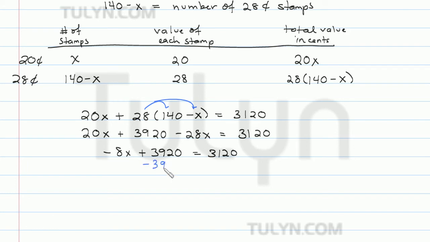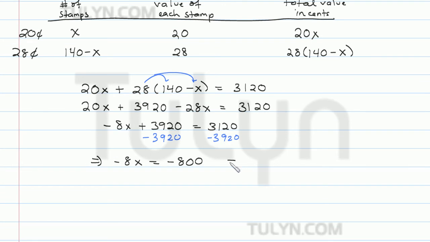So now we want to solve for X, right? Let's subtract 3,920 from each side of the equation. So what we're left with is negative 8X is equal to negative 800 on the right side. So then finally, solving for X, X is equal to 100.